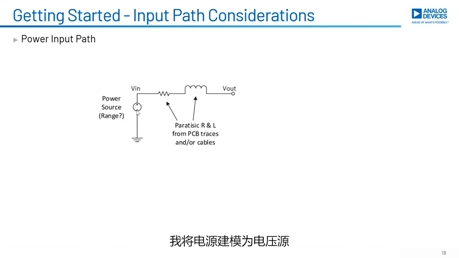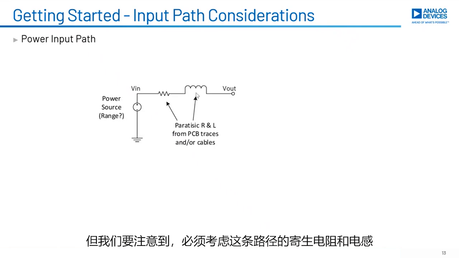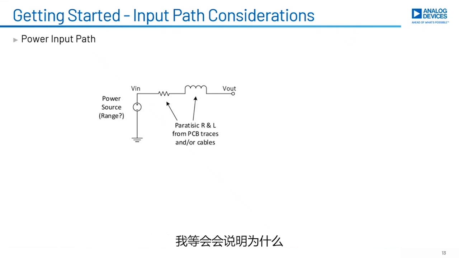Power source I've modeled as just a voltage source, and the path from the power source to V out, this is the output of the power input block. This V out would go to our circuit and provide power for all the downstream rails. But we notice that we have to include parasitic resistance and inductance in this path. And I'll show you why in just a minute.